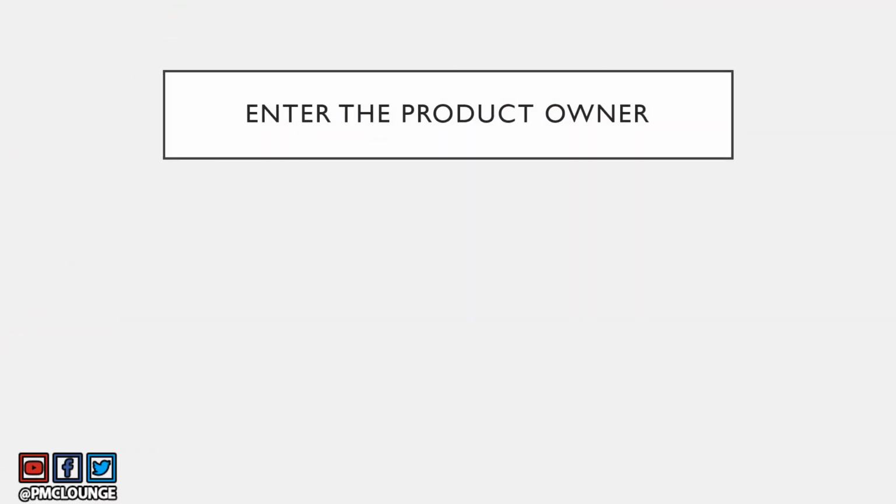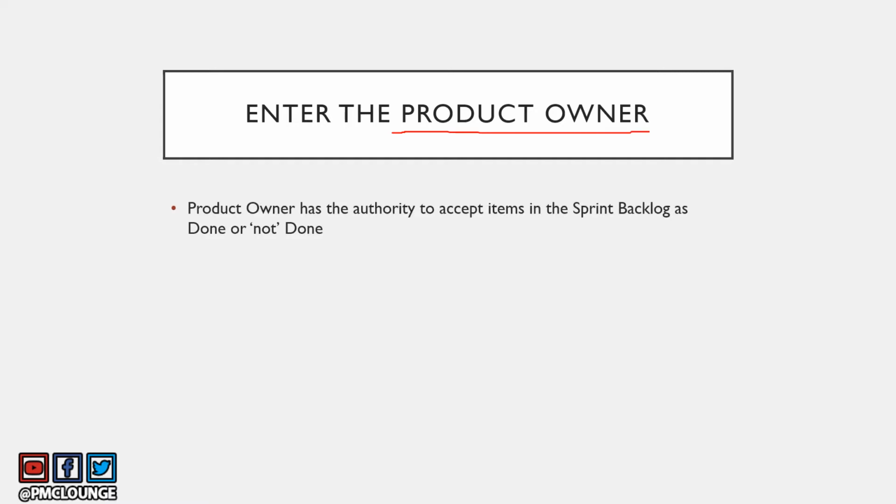So if you're wondering how come changes are managed because there are no roles related to changes and there's no change management process as well in Scrum, that's where we enter the product owner. Product owner has the authority to accept items in the sprint backlog as done or not done. Of course, there is a lot more that the product owner is responsible for, but this is also one of the product owner's responsibilities. He has the authority to accept the items that the team has worked on, which were part of the sprint backlog, as done or not done.